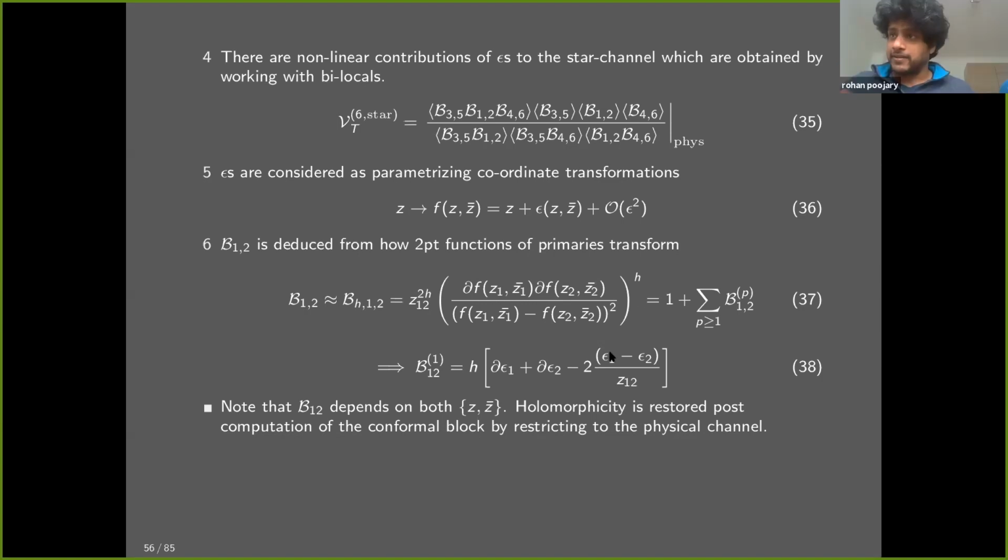And the fun begins over here, that B12 is a function of both Z and Z bar. And so you do the computation. At the end, you get the conformal block, and then you restrict to the holomorphic part, and that's how you get rid of this Z, Z bar dependence. So it's very contrived, it's a prescription. It's not a formalism as such. Yeah, that looks to be the case. And this kind of normalization can take you for a ride, because if you start expanding, it becomes really complicated. So what they do is they precisely expand 35.